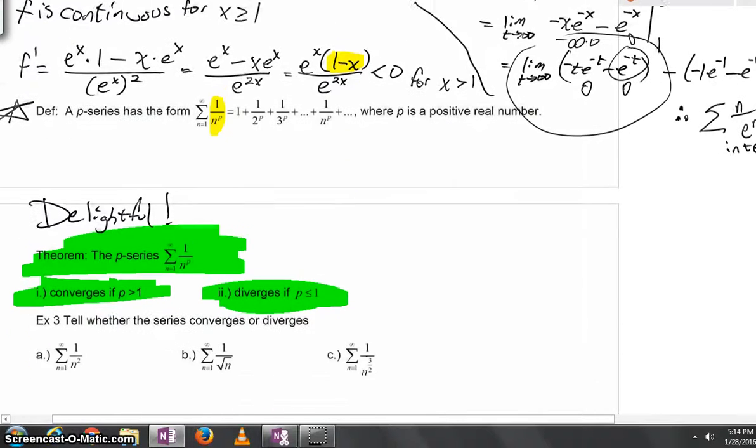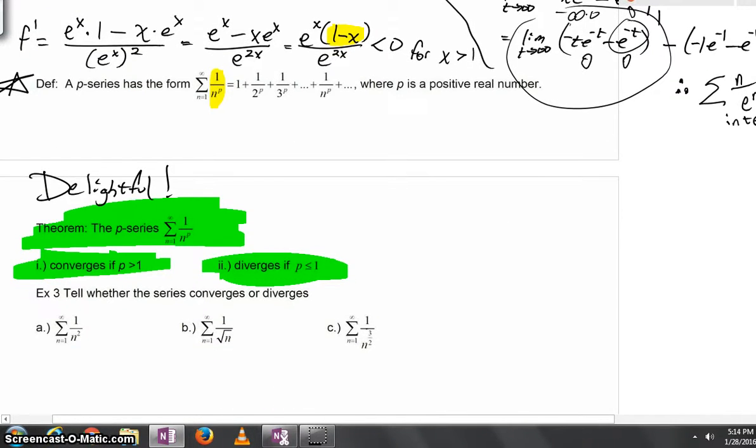A wonderful, wonderful theorem here. I wrote delightful, in fact. You can take it as a statement of fact that the p series from 1 to infinity of 1 over n to the p converges if p is greater than 1, and diverges if p is less than or equal to 1. You could actually prove that with the integral test. But that being said, take a look at 3a. You have a p series, 1 over n squared. p is 2, and 2 is bigger than 1. This converges.